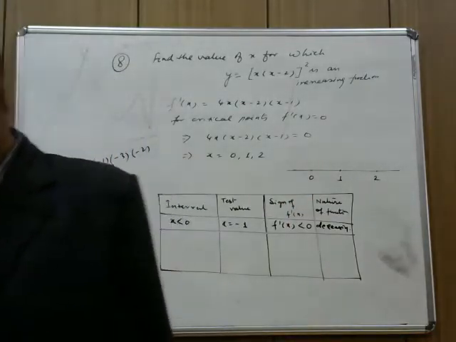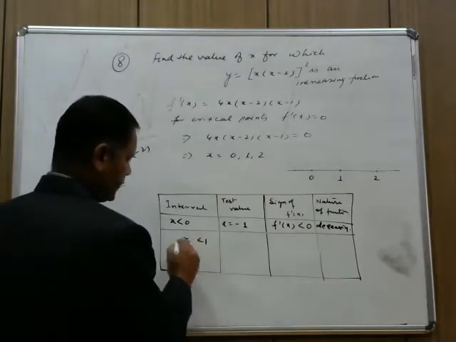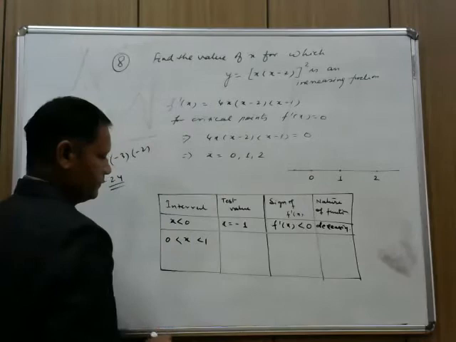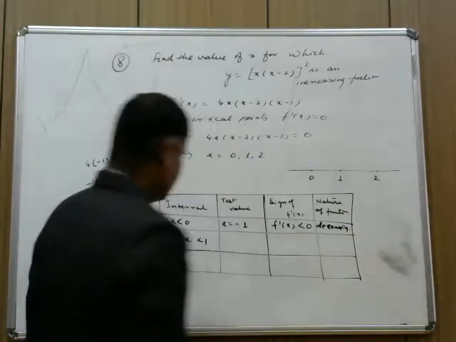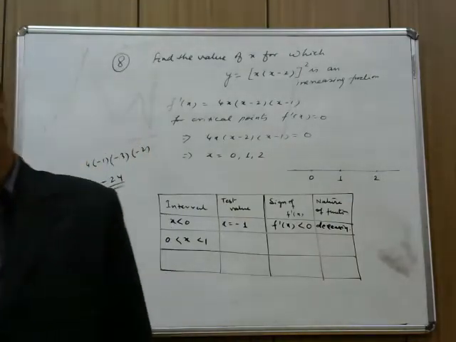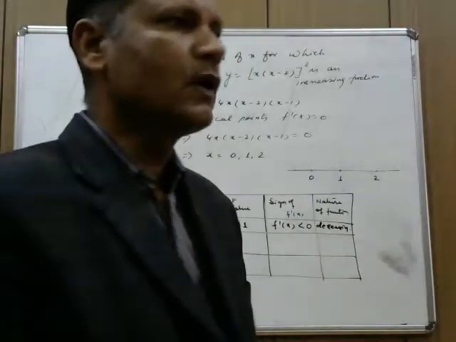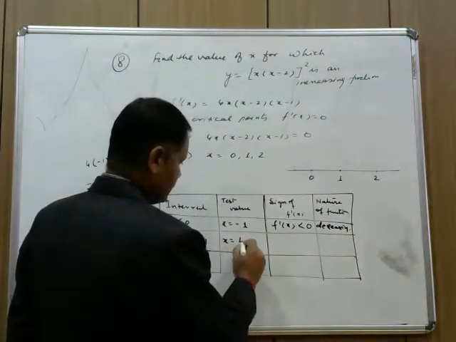Right? Now the second interval we will take from 0 to 1, when x is greater than 0 and less than 1. Right? Now between 0 and 1, we can take x equal to half.